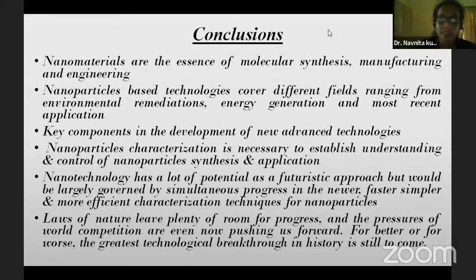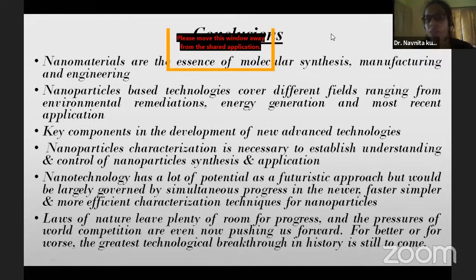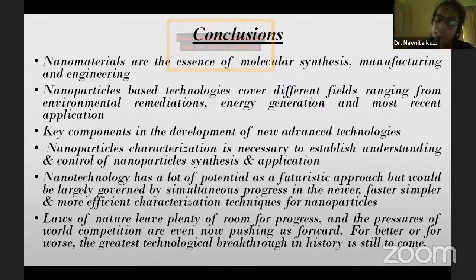So I think time is also going to be over. So I am finally concluding my talk. Nanomaterials are the essence of molecular synthesis, manufacturing, and engineering. Nanoparticle-based technology covers different fields ranging from environmental remedies to energy generation and most recent applications.